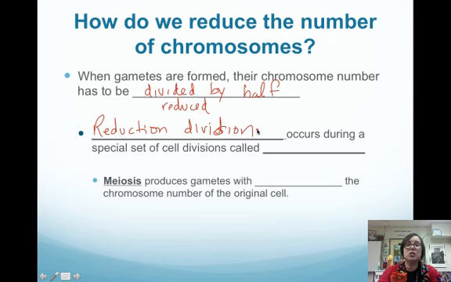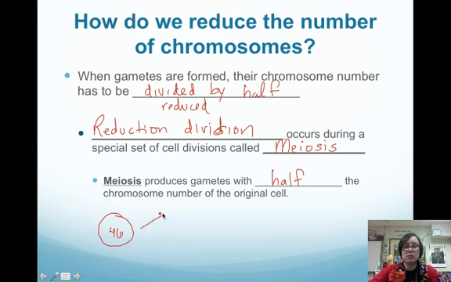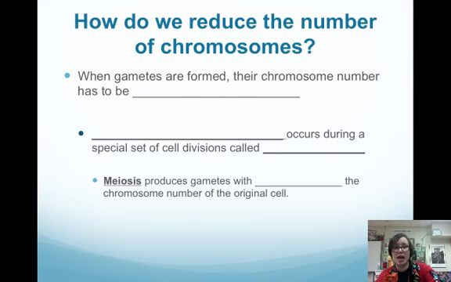So reducing the number of chromosomes happens in a special process called meiosis, similar to the word mitosis. Meiosis produces gametes with half the chromosome number of the original cell. For humans, we would start with the chromosome number of 46, and we would divide it and bring it down to 23. That's going to be our goal for meiosis. We just need to figure out what those steps actually are.